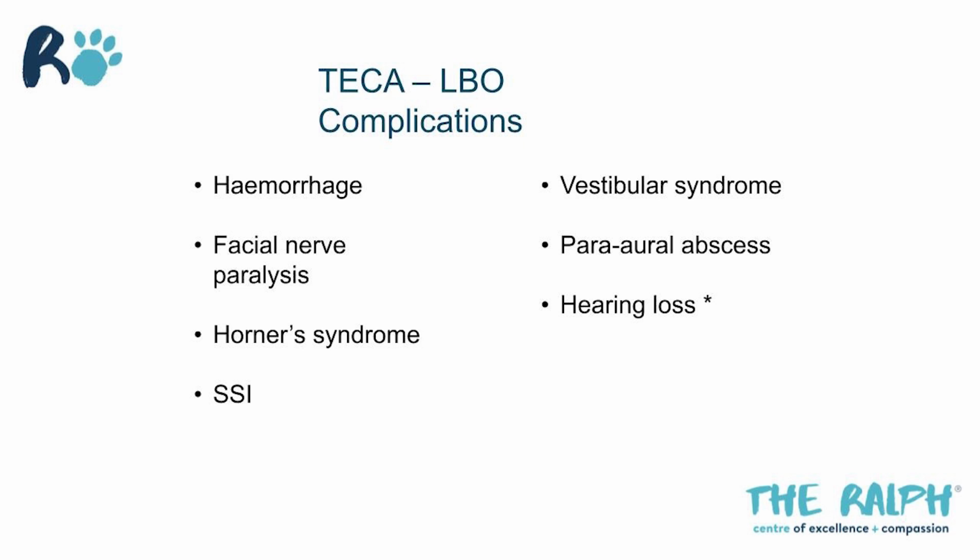Horner syndrome, more common in cats, because the sympathetic trunk in cats is more superficial. In the dogs, it's deeper, more protected in the promontory area.